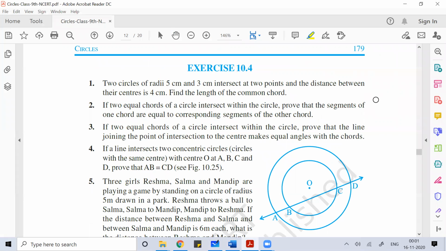Okay, then question number 2: if two equal chords of the circle intersect within the circle, prove that the segment of one chord is equal to the corresponding segment of other chord.